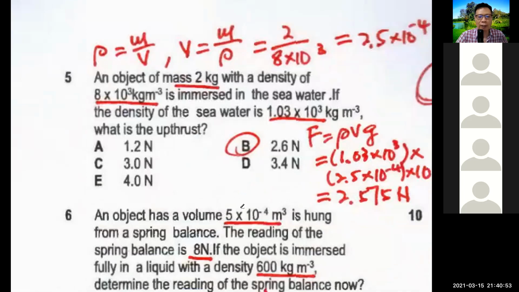Come, number 5. The object volume is given, hung from a spring. The reading of the spring balance is 8. If the object is immersed fully in a liquid of density 600, determine the reading of the spring balance now. How do you do it? One minute, okay, you try. The actual weight is 8. When you submerge fully into the liquid of density 600, you must find the buoyant force. After you know the buoyant force, then you can find the apparent weight. The question is asking about the apparent weight.